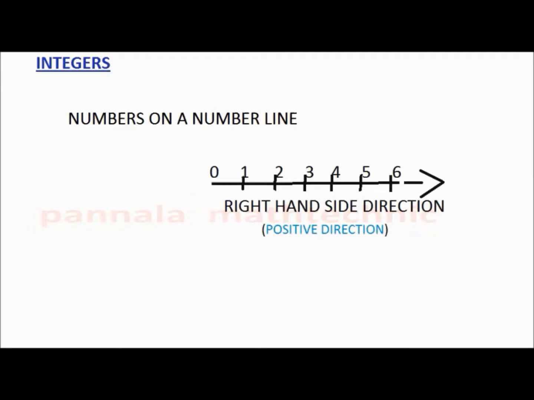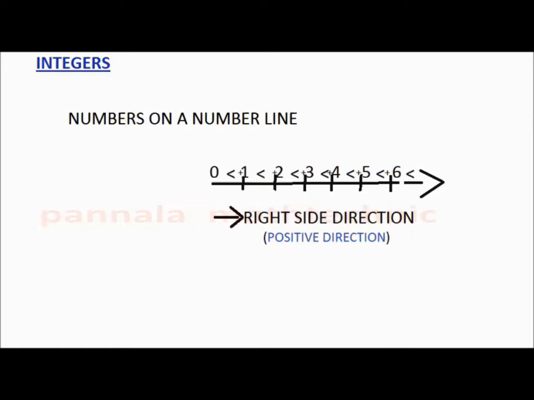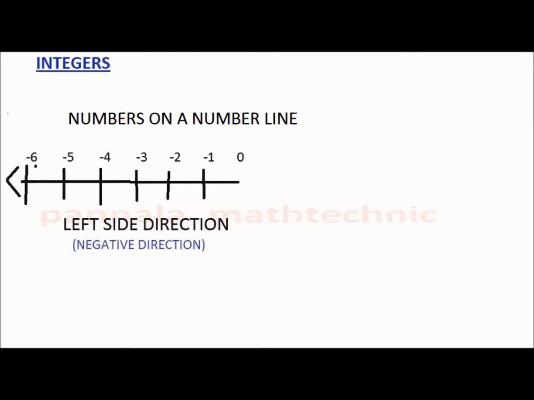Here the whole numbers are on the number line. So starting from 0, it goes like 1, 2, 3, 4 up to infinite. All the numbers from 1 onward are greater than 0. So 0 is the smallest number and 1, 2, 3, 4 are greater than 0. So what about the numbers which are less than 0? The numbers which are lesser than 0 are -1, -2, -3, -4 and so on up to infinite.